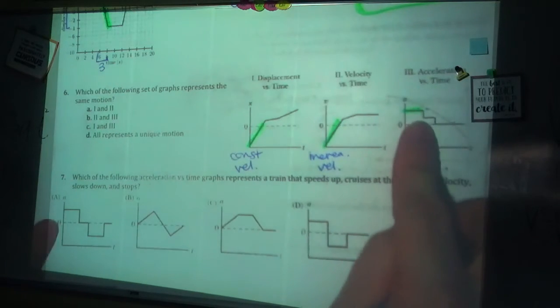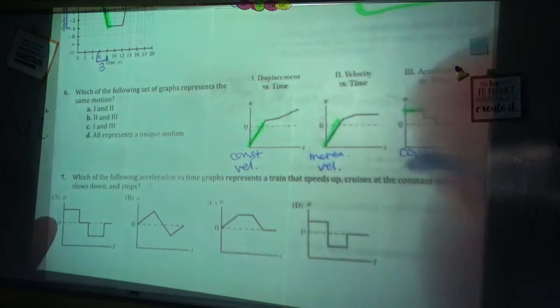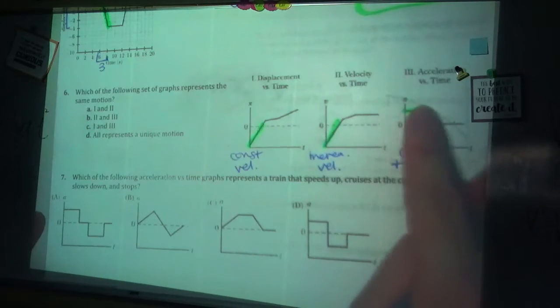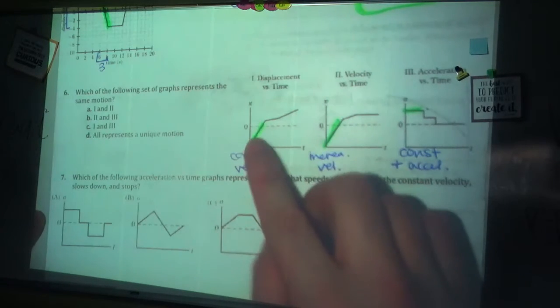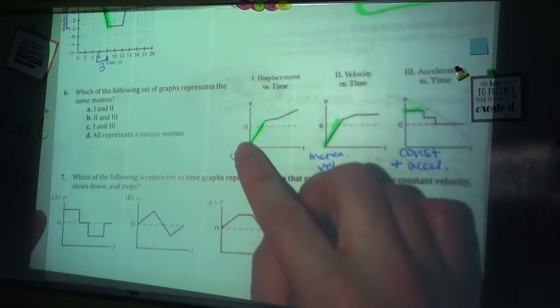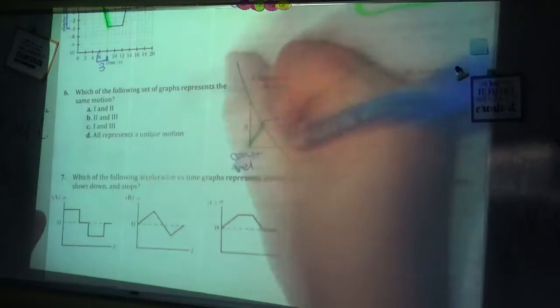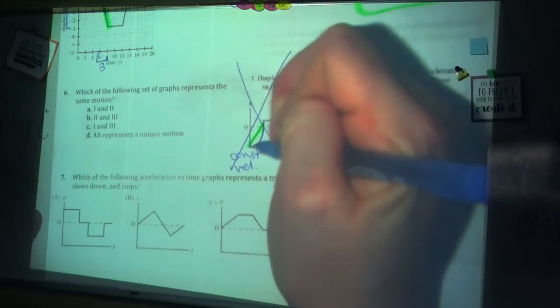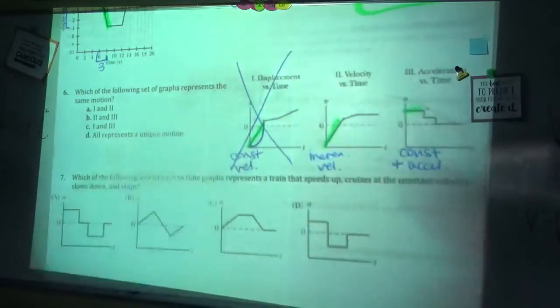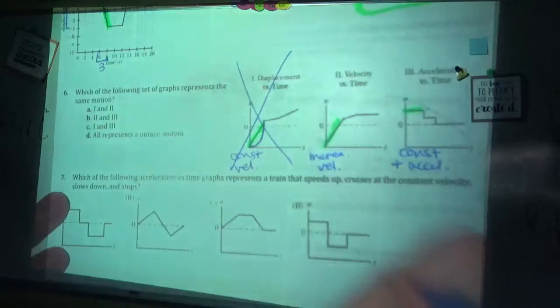So the constant acceleration and increasing velocity makes sense because this was a positive acceleration, so it makes sense the velocity graph would go up. This does not make sense because this was straight, going at a constant velocity. If it was increasing velocity, it should have been getting steeper. It should have looked something like this. So 1 does not match, but these 2 do match. So it was 2 and 3, which is B.